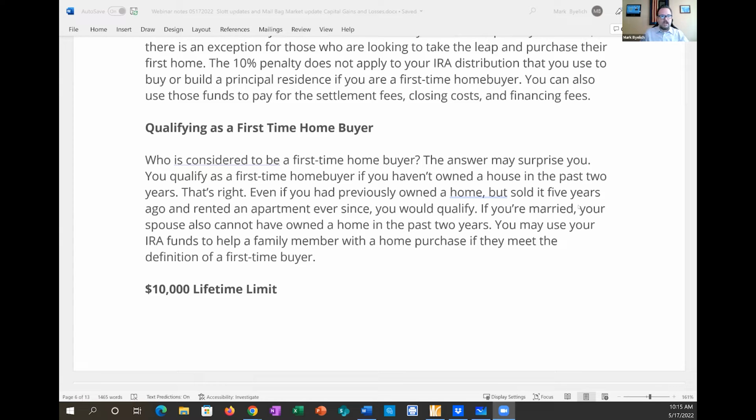You may use your IRA funds to help a family member with a home purchase if they meet the definition of a first-time buyer. Now, this only applies to you if you're under 59.5, because we're talking about the 10% penalty. If you're 65 years old and you sell your house because you want to downsize, but you haven't figured out where you're going to live, and you want to use IRA assets to fund the purchase of the house when you find it, it doesn't matter. You're over 59.5. You can use your IRA for anything you want. It's under 59.5 that we have to be careful.